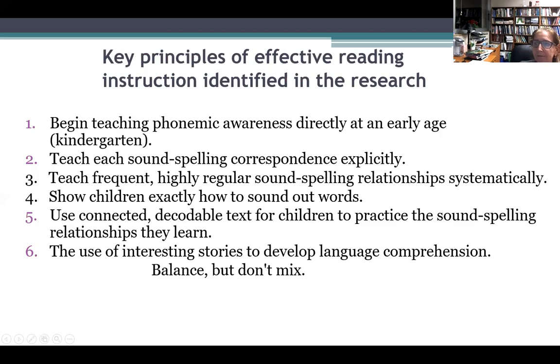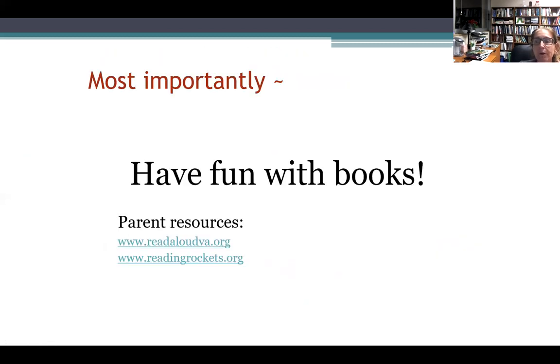Key principles of effective reading. The most important thing: have fun with books. That's the most important thing.